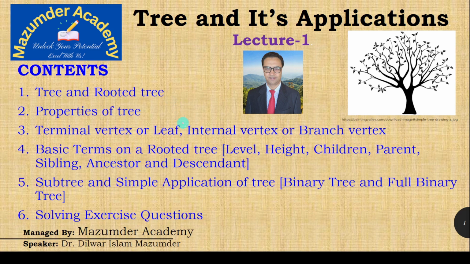So in the subsequent part of our lecture, first we will study what is tree and rooted tree, then what are the different properties of tree, then we will see what is terminal vertex or leaf, then internal vertex or branch vertex. After that we will see basic terms on rooted tree. So what are the different terms that we will cover? What is level of a vertex, what is height of a tree, then children, then parent vertex, siblings, ancestors and descendant. These are the concepts that we will study in a rooted tree.